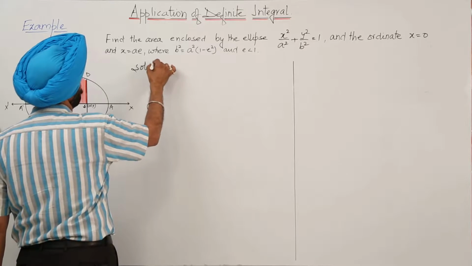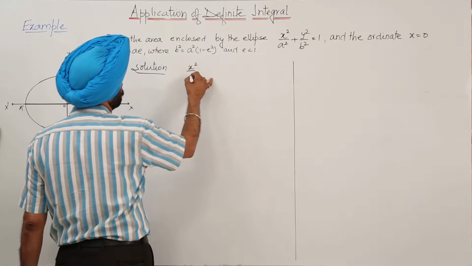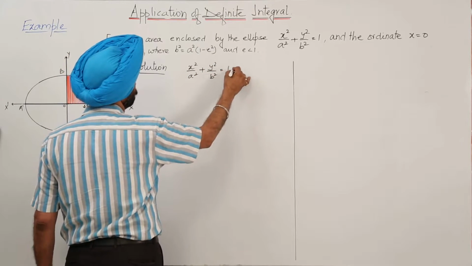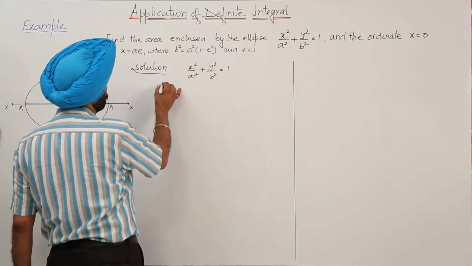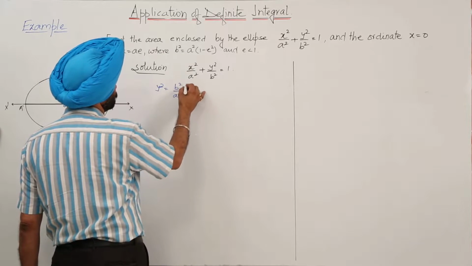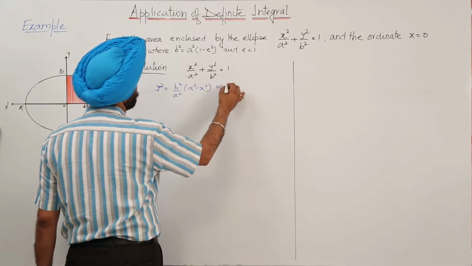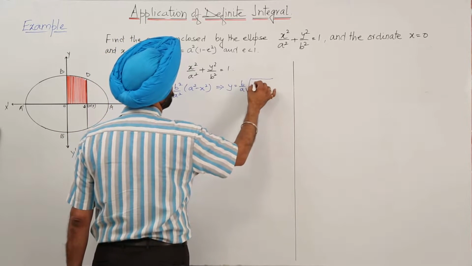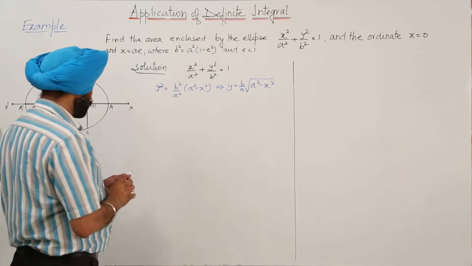Now, the given equation is x square upon a square plus y square upon b square is equal to 1, and y square is equal to b square upon a square times a square minus x square, and this implies y is equal to b upon a square root of a square minus x square.